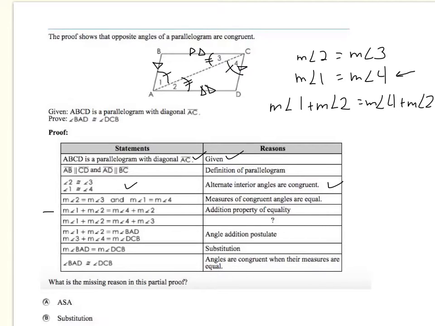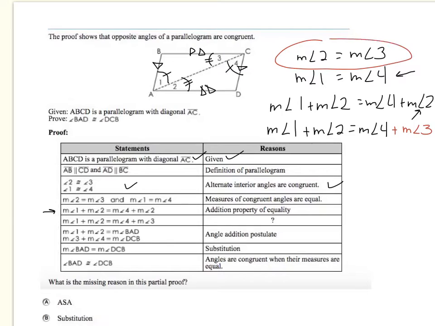So here's the big thing. We're at this line. Now somehow we replace this measure of angle 2. Everything else in the next line is the same. It says measure of angle 1 plus measure of angle 2 equals measure of angle 4, but now it says plus measure of angle 3. So we've replaced 2 with 3, which we knew is true from up here. So which reason would make that true?